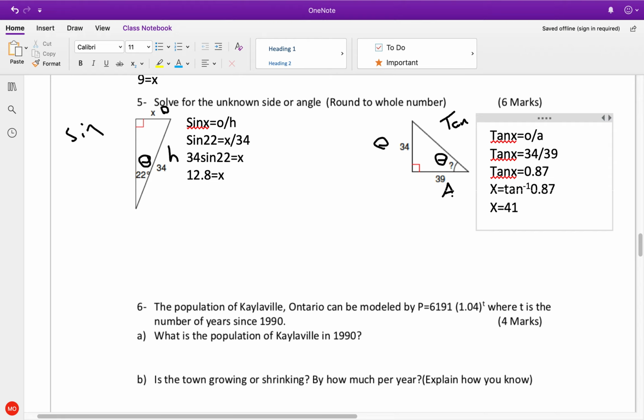Is the town growing or shrinking? Well, if this number is above 1, we know it is growing. And by how much? Well, how much is it above 1? Well, it's above by 0.04, and we know it's a percent. So we're going to multiply that by 100. So we know it is growing by 4%.